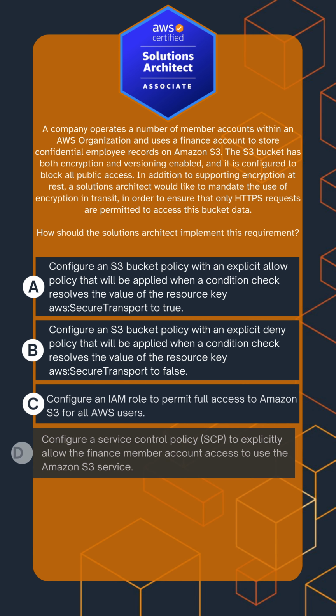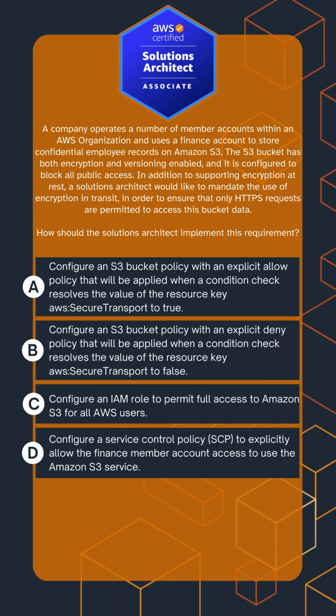A company operates a number of member accounts within an AWS organization and uses a finance account to store confidential employee records on Amazon S3. The S3 bucket has both encryption and versioning enabled, and it is configured to block all public access.